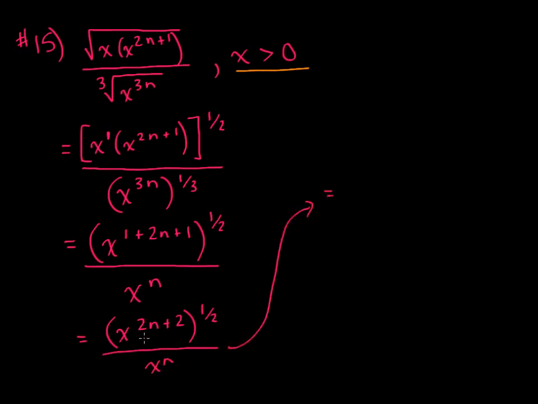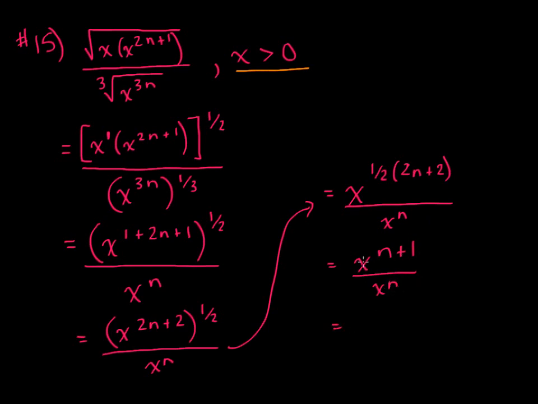Now if we apply this exponent of 1/2, that means we're going to multiply these two exponents because it's the power of a power rule. So x to the exponent of 1/2 times 2n plus 2. And so that means we get, 1/2 times 2n is n, and 1/2 times 2 is 1.